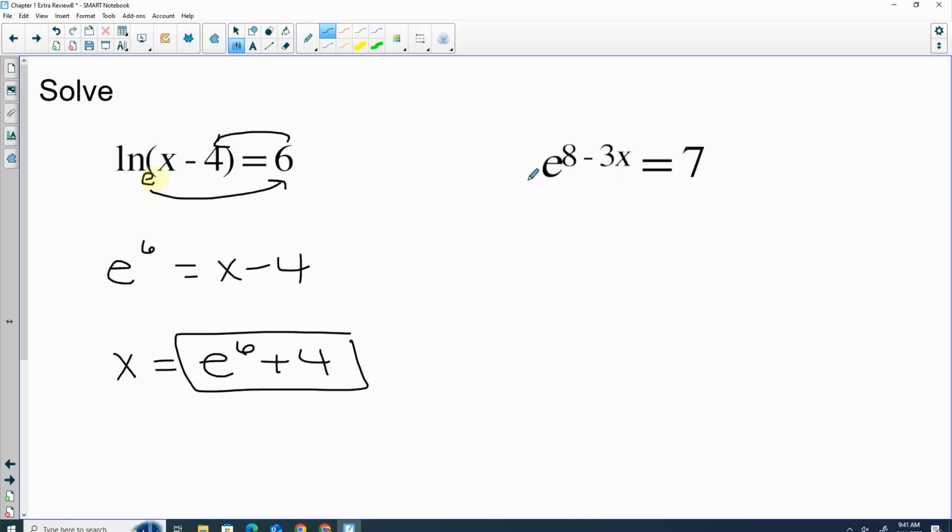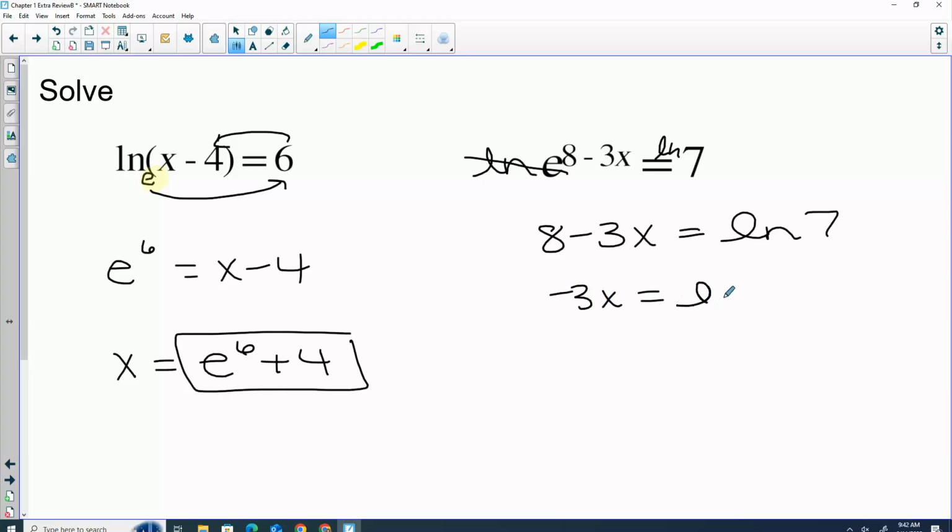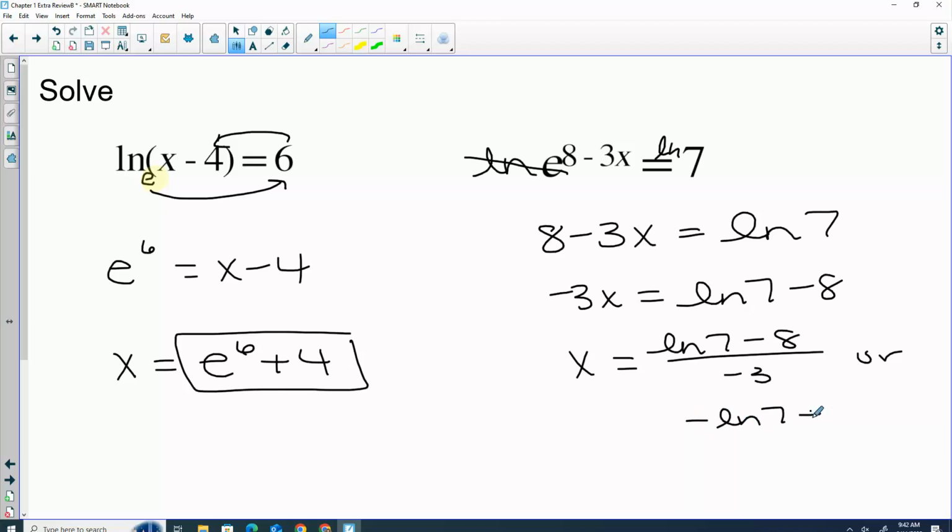Second one, what would I add to each side? The natural log and an e cancel, so we just get a minus 3x equals the natural log of 7. So you can subtract your 8, divide by negative 3. Depending on what order you've done it, you may have also had all your signs flipped. Both of those are correct.